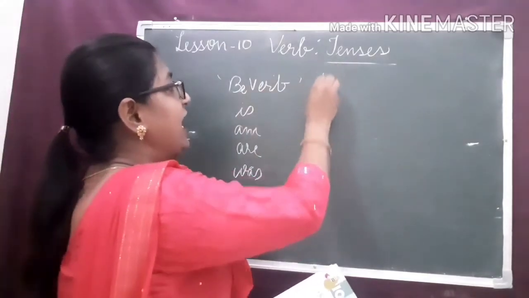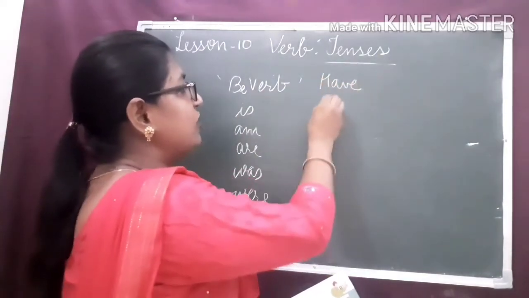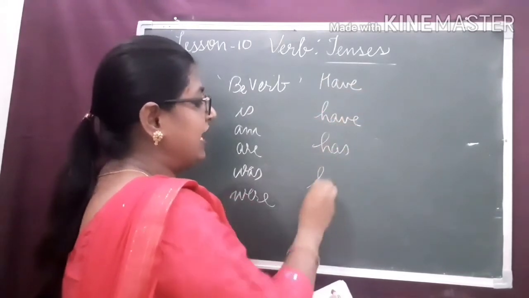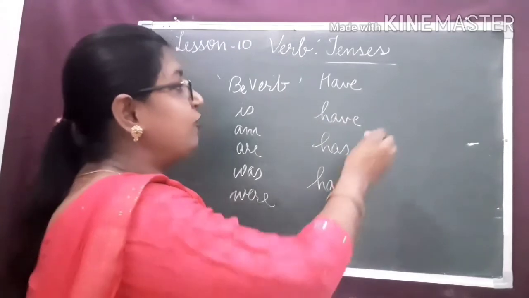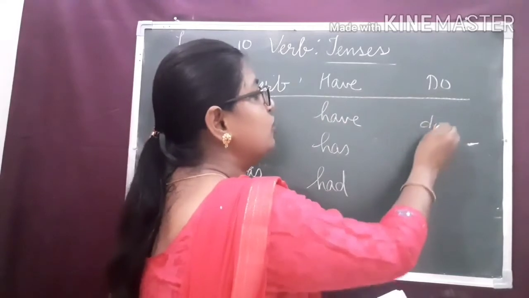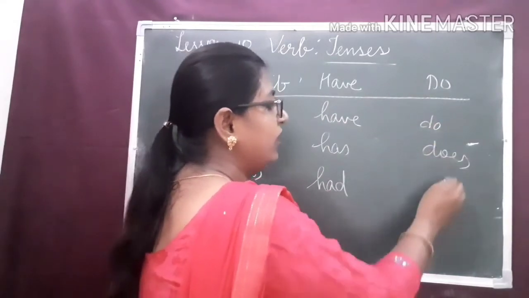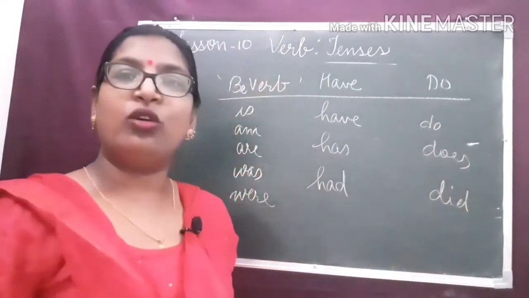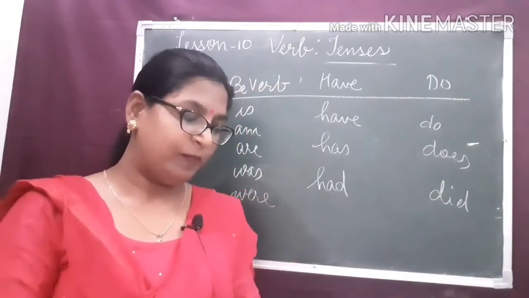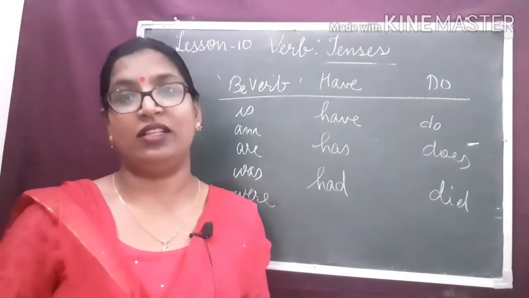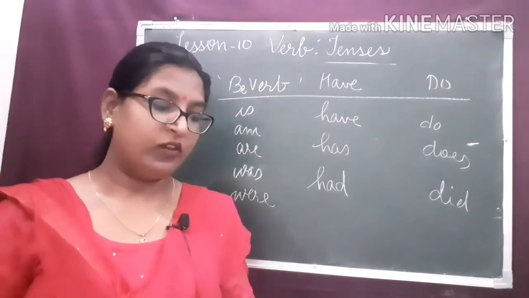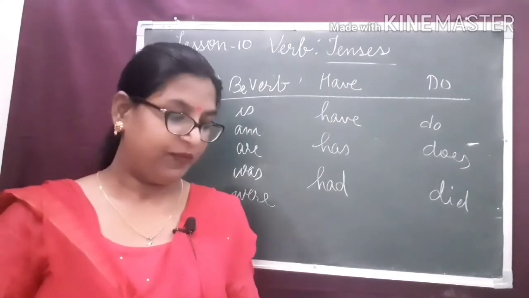And the forms of have verbs are have, has or had. And the forms of do verbs are do, does or did. We have already studied this in the previous chapter. You can go through page number 70 and 71. A clear table is given about these different forms of verbs and how to use them.